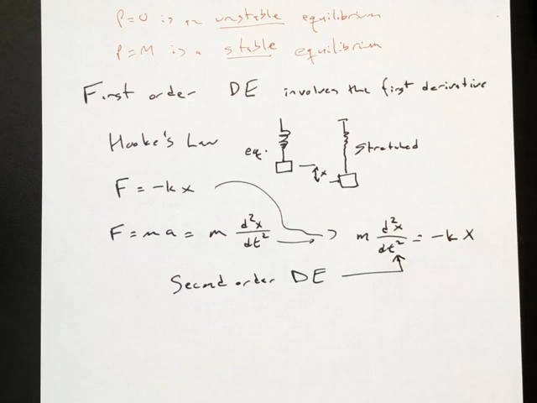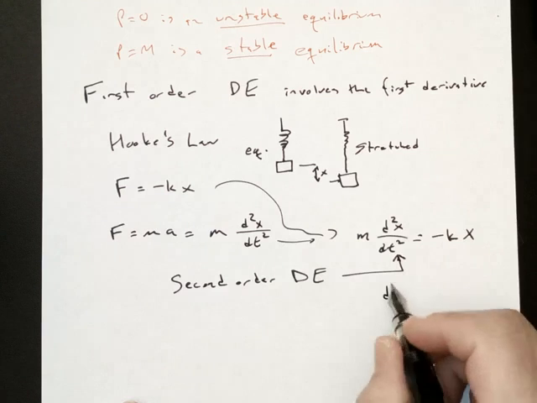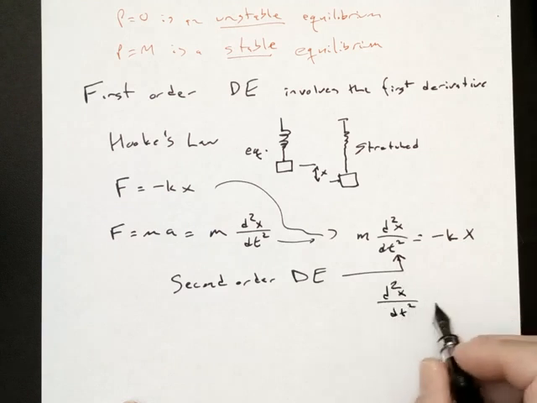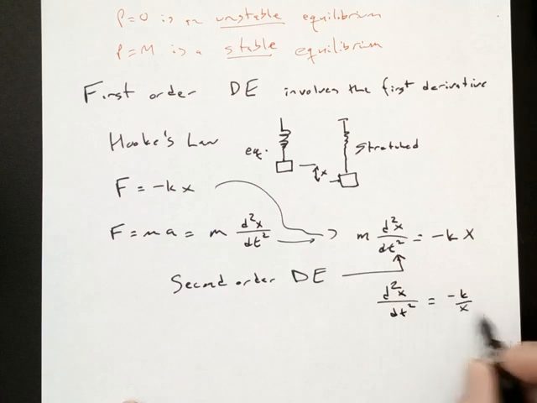And that means I need a function whose second derivative is related to the original function. Now, I'm going to cheat one thing here. If I divide that m to the other side, I get the second derivative all alone, right? So I can write this equation like we wrote the first derivative equation. I can write the second derivative of x with respect to t is some number times x.